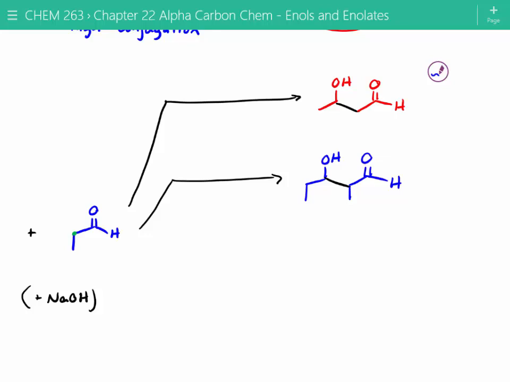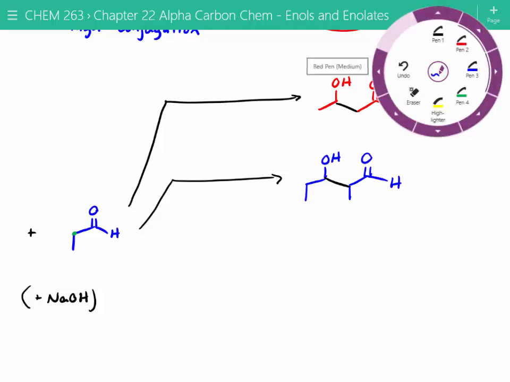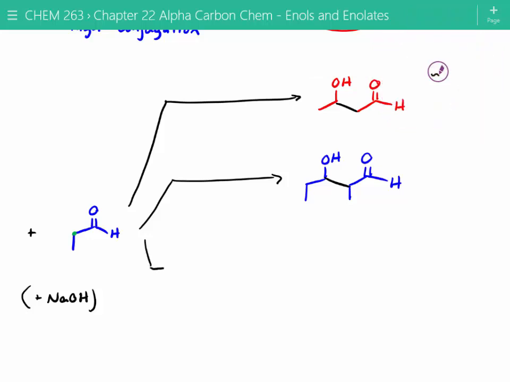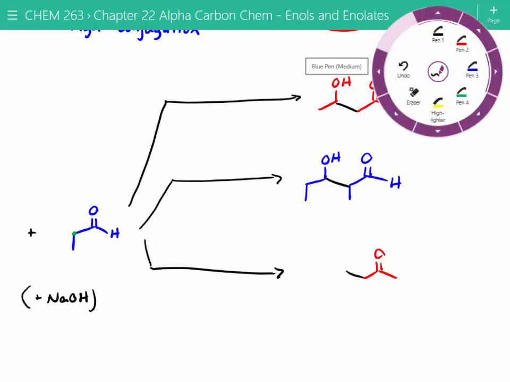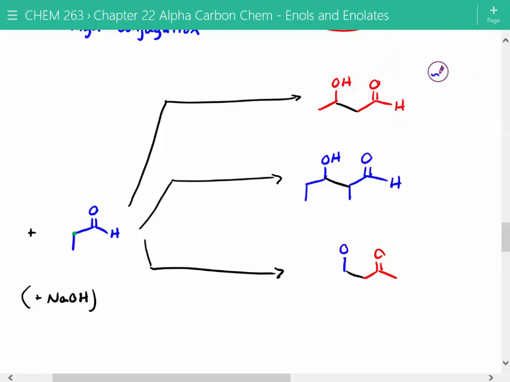What's our other option? Mix them. Yeah, we could mix them. And in this case, it does matter which one is the enolate, right? So let's have the red one be the enolate first. If we do that, that means it'll still react with the blue aldehyde. Right? So it's slightly different. It's really similar to the one on the top, but we have an extra methyl group off the end.